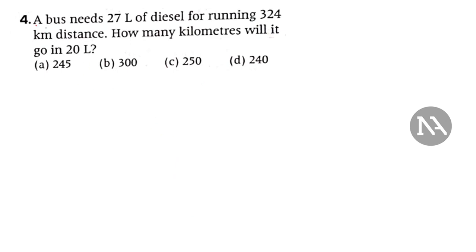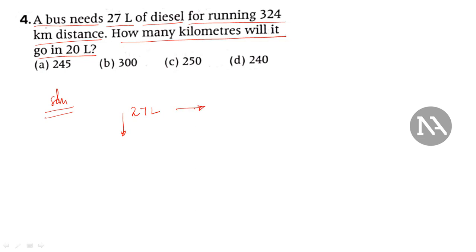Next you will see this question. A bus needs 27 liters of diesel for running 324 kilometers distance. How many kilometers will it go in 20 liters? So here you have to write the relationship. This is a direct relationship. So here one quantity is decreasing, so liters are decreasing. Initially it was 27 liters.